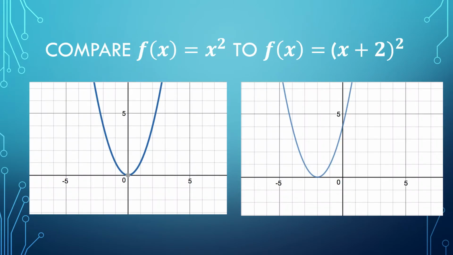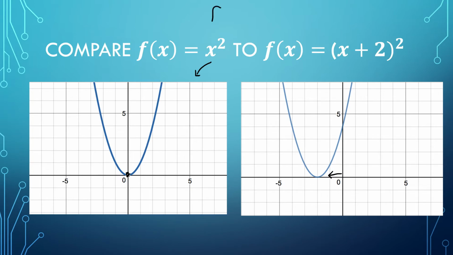Let's look at one where the graph is shifting to the left. So we're going to compare f of x is equal to x squared to the graph of f of x is equal to (x plus 2) squared. Again, our original graph sits with the vertex at (0, 0). Our new graph, because of the x plus 2, is going to shift 2 units back to the left.